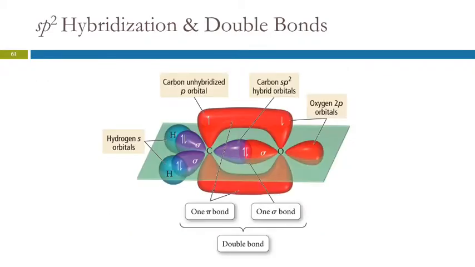So when we look at this, here are the sp2 hybrid orbitals. They're purple, because blue and red together make purple. Some of these colors aren't coincidences. Those are hybrids because they're a mixture. And then we have the half-filled p orbitals.